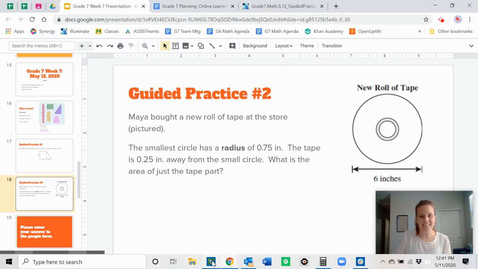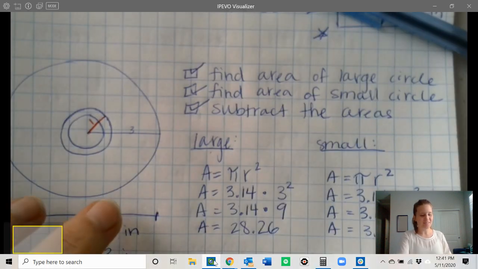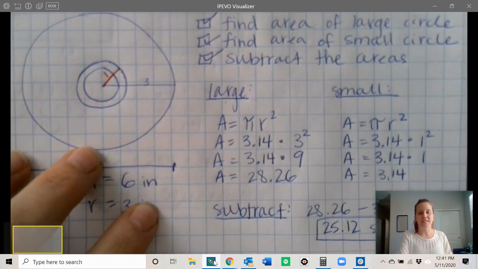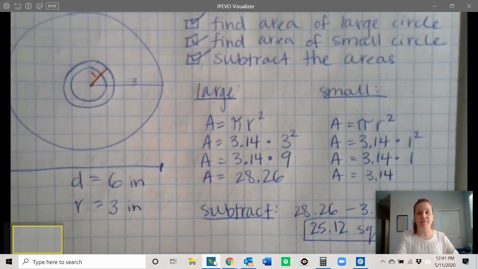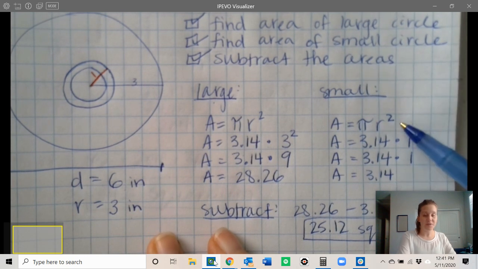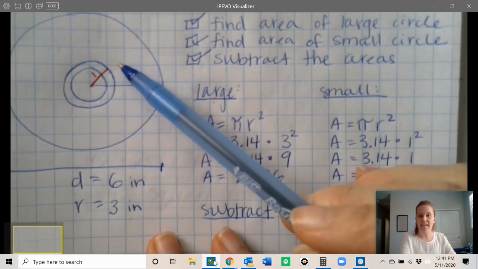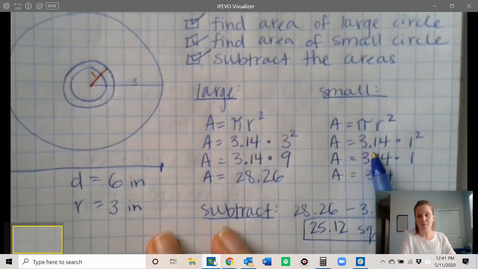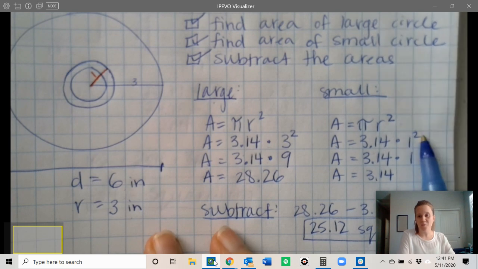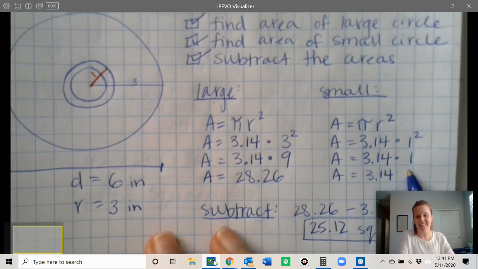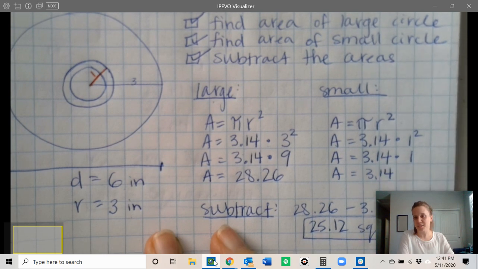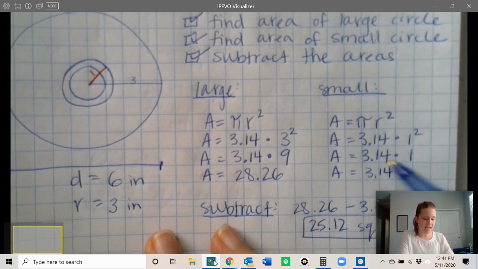All right, let's review the rest of our work. So where we left off is we needed to find the area of the small circle. It's a circle, so we use the same formula. However, the radius is different. The radius of the small circle is only 1 inch. So I wrote 3.14 times 1 squared. 1 squared is, yes, 1, and 3.14 times 1 is 3.14. So the area of the small circle that's not tape is 3.14 square inches.